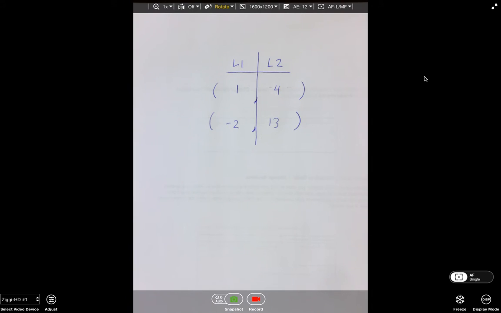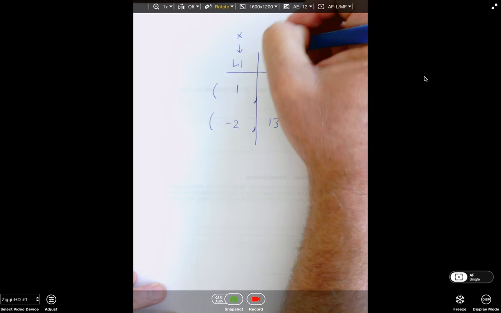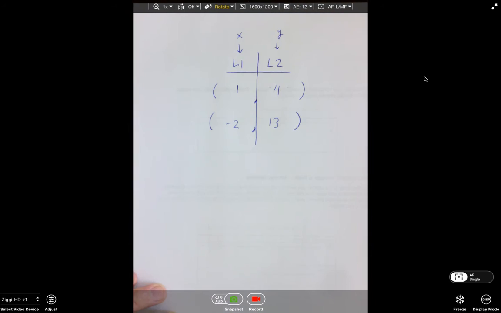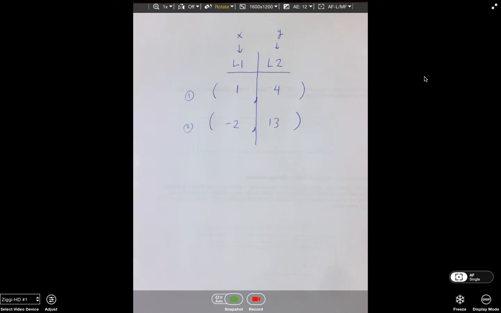Like this. So essentially what I can do is put my x's in L1 and my y's in L2, and I've got ordered pair number 1 and ordered pair number 2. I'm going to show you how to do this on your calculator so you can easily find the function, or the equation of the line, that passes through those 2 points.